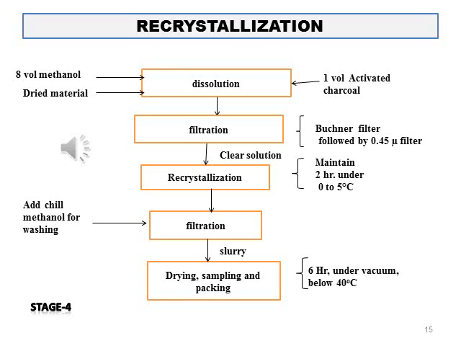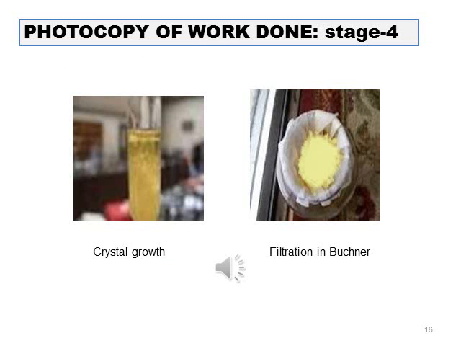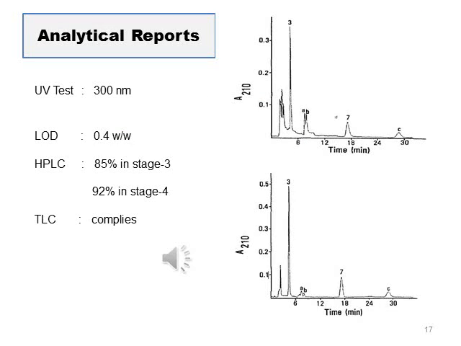We get the result from the analyst. This is the photography of the work done of stage 4. So growing and filtration Buchner funnels we are showing in this section. Analytical reports. UV test result is we obtained 300 nanometer, LOD 0.4 w/w, HPLC 85% in stage 3, 92% in stage 4, TLC everywhere and compiled.